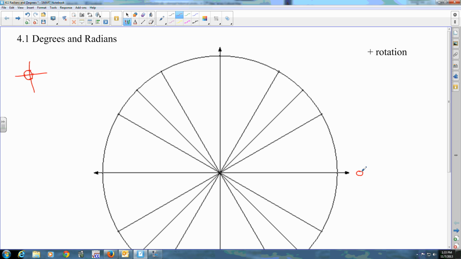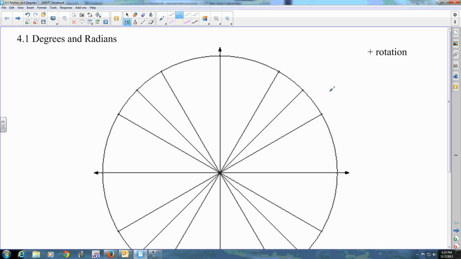0 degrees is here, and positive rotation is going to be upwards. Negative rotation is going to be downwards. So that's going to make this 90 degrees, 180 degrees, and so on, moving around the unit circle. And it's called a unit circle because your radius is 1. Okay?